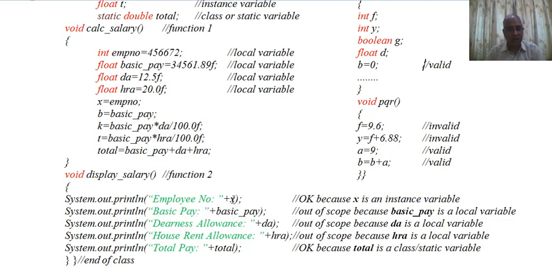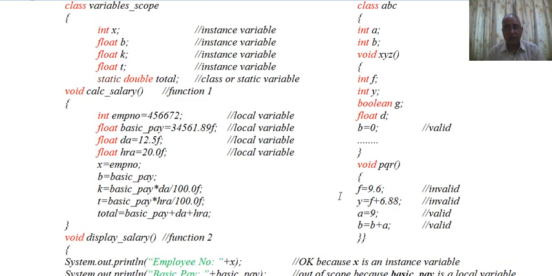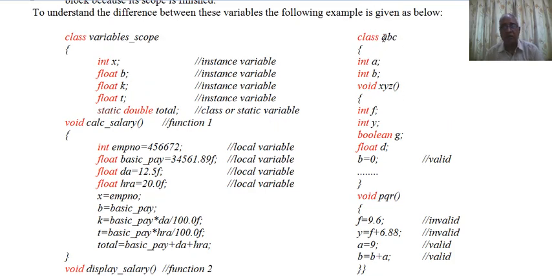In the first case, employee number and the total, you will not get an error, but these three you will get an error. Now, here I am going to explain a general example, class ABC, int A, int B. These are two instance variables. Then we have function void xyz, int f, int y, boolean g, float d.